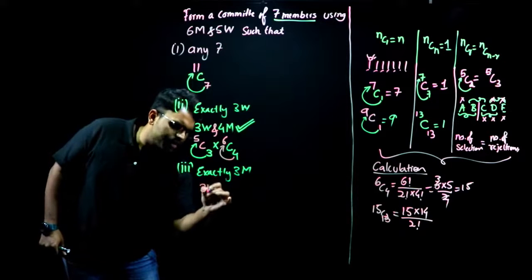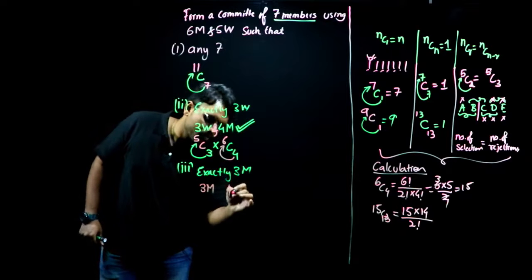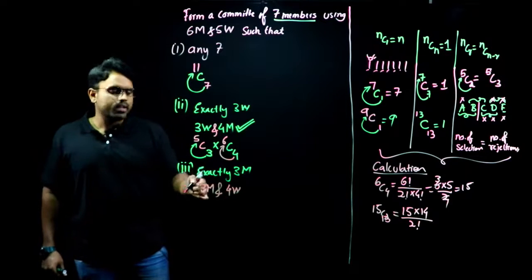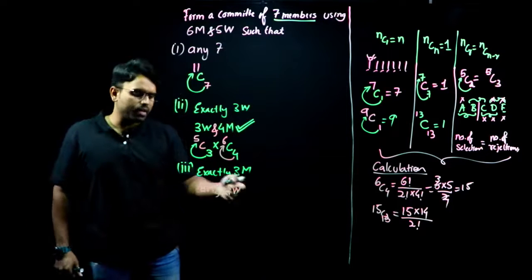Exactly 3 men meaning 3 men must be there. How many women must be there? There must be 4 women. Now, 3 men and 4 women will make a committee of 7 members together. So, 3 men and 4 women together will make a committee of 7.